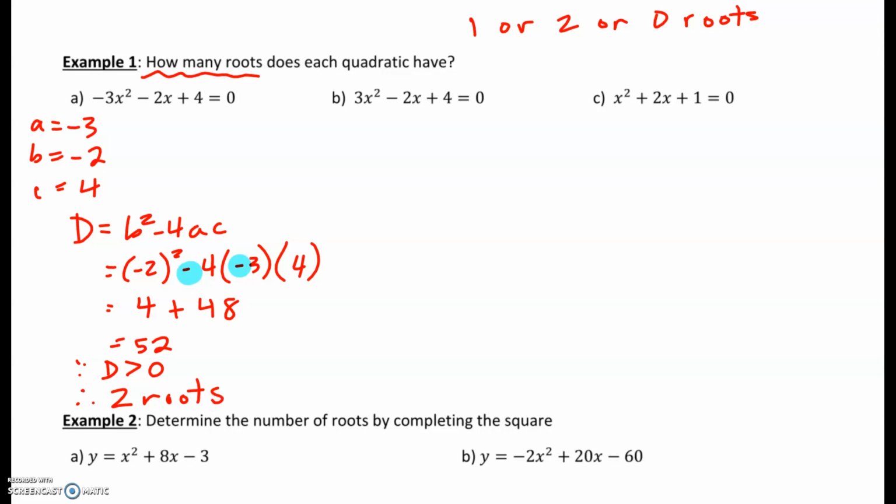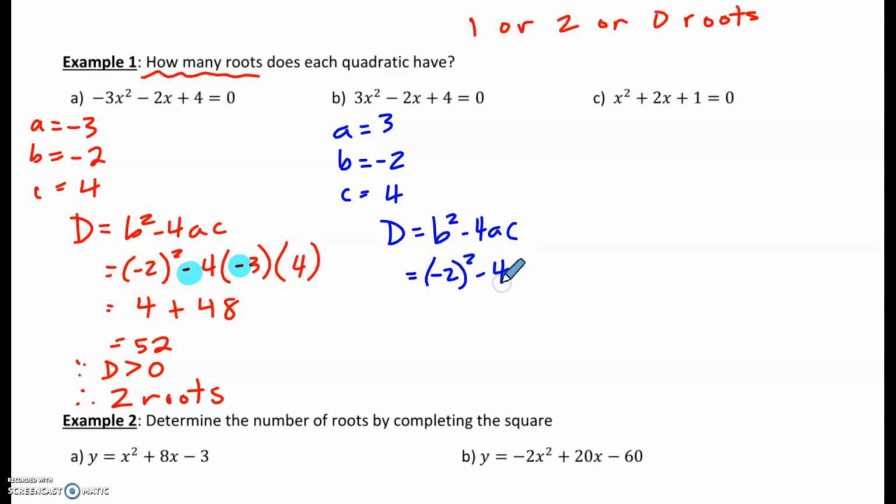Okay, let's try the next one. If you're understanding this, you might want to pause the video and try it on your own and then go cycle back, see if you get the same as me. So same thing, I'm going to list my A, my B, and my C. So A is 3, B is -2, and C is 4. I'm going to use my discriminant to determine how many roots. So B is -2 squared minus 4 times 3 times 4.